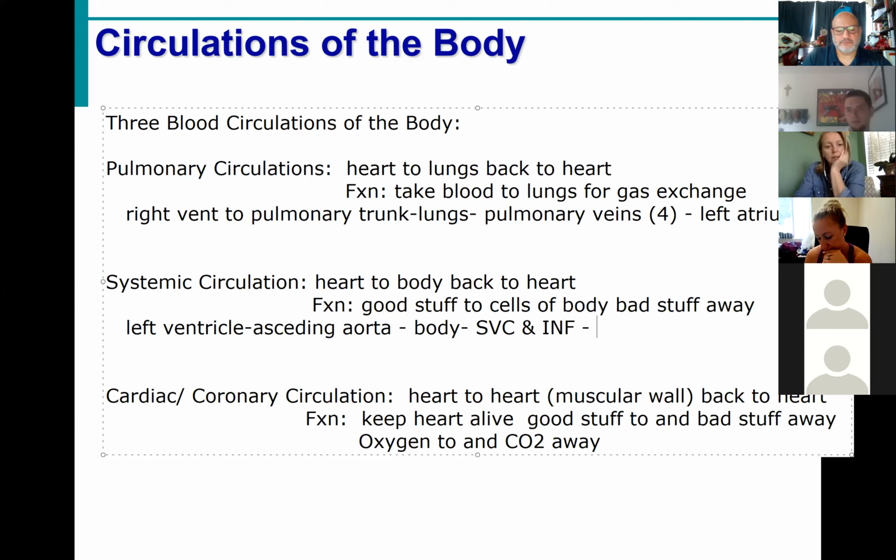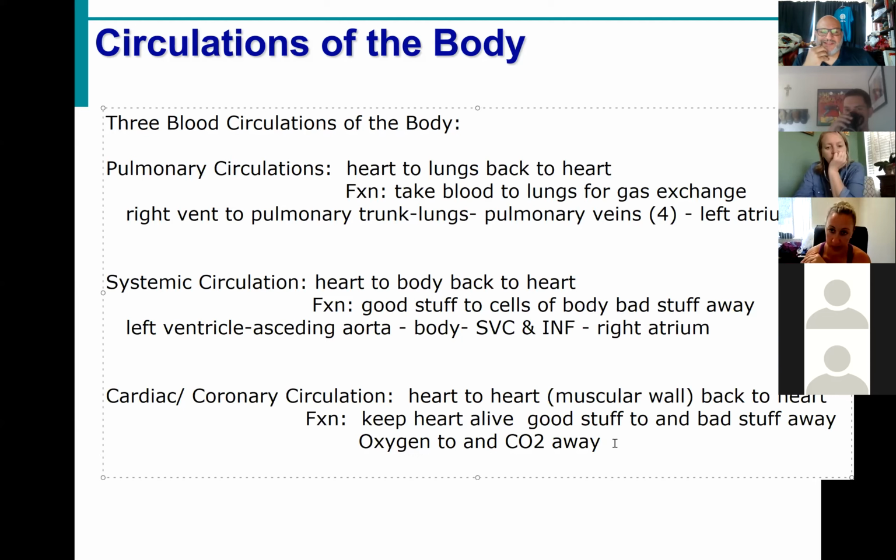Right atrium. Excellent. Not a tremendous amount of new information there. But let's talk about our cardiac or coronary circulation.